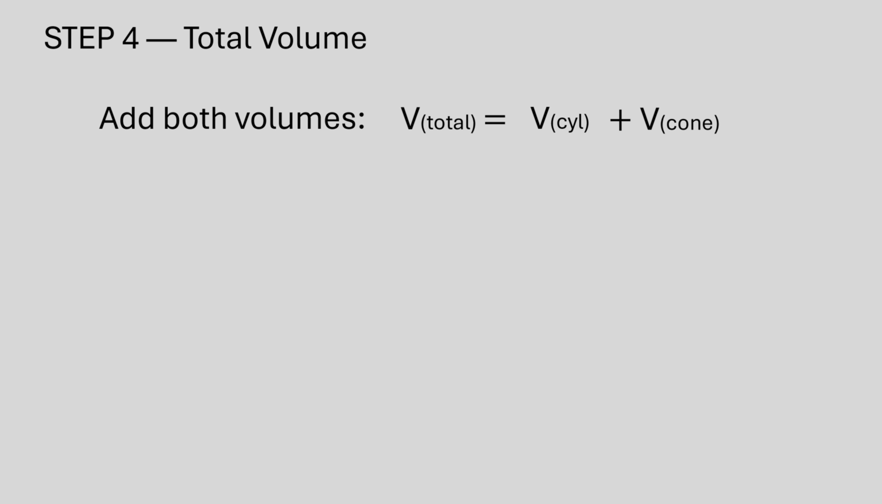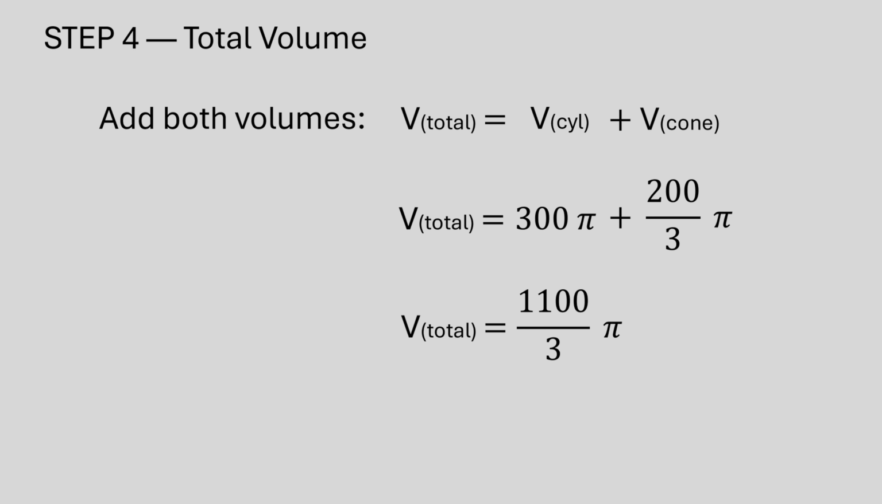Step 4. Total volume. To get the total volume, we add both volumes. So the total volume is equal to the volume of the cylinder plus the volume of the cone. The volume of the cylinder is 300 pi and the volume of the cone is 200 pi divided by 3. When we simplify this, we get 1100 pi divided by 3. When we approximate this value, we get 1151.9 cubic centimeters. This is our final answer.